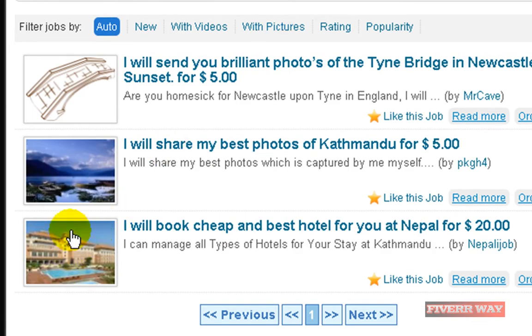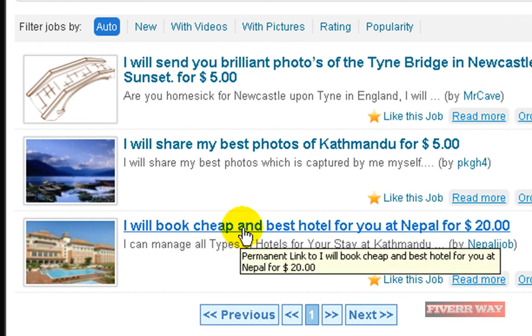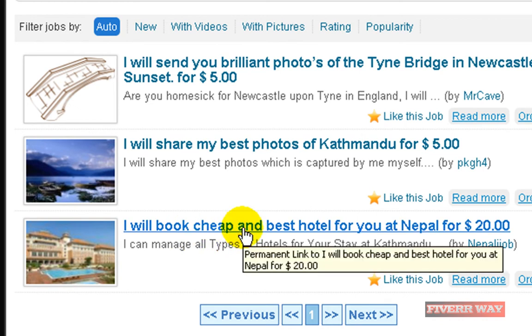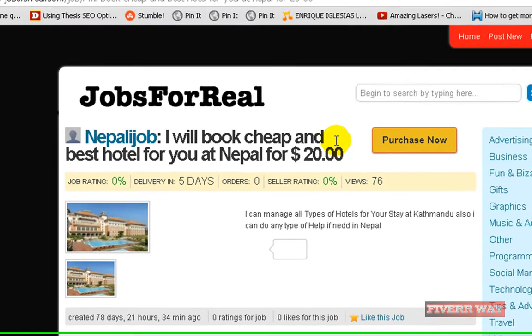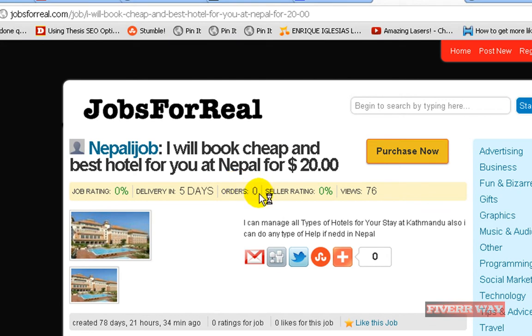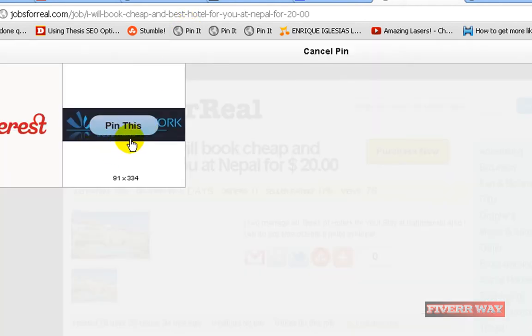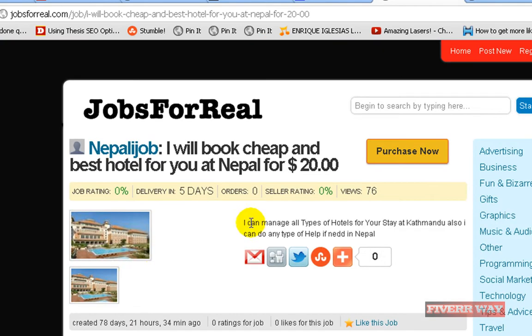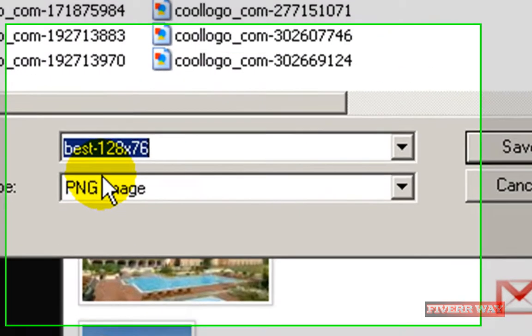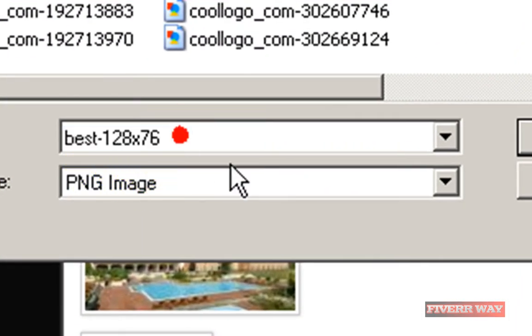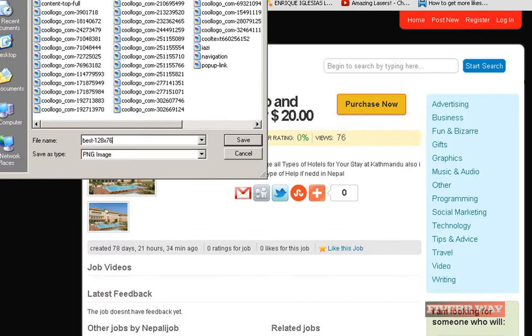Second, let me show you. I will book a cheap and best hotel for you in Nepal for $20. If I try to pin this image, it will not be possible. Why? Because if you see here, it's 128 by 76 pixels. So it's too small a picture.